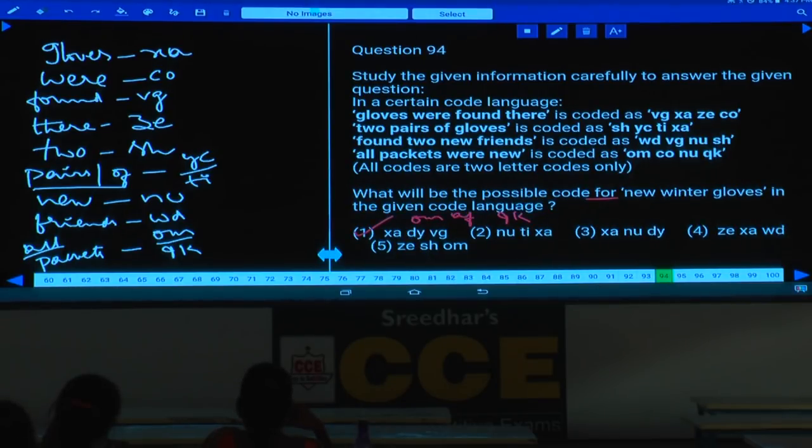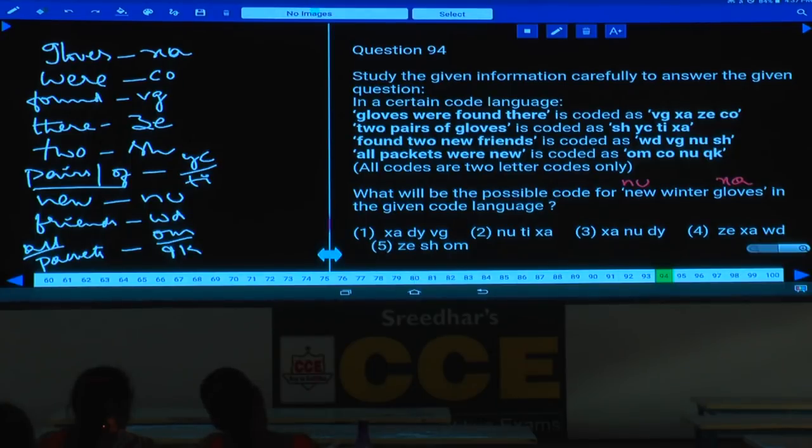Then question number 94. What will be the possible code for new winter gloves? New winter gloves, what is the answer here? New winter gloves. New is NU, and winter, what is the code to the word winter here? The code to the word winter, what will be the possible? New winter gloves. And gloves, the code is XA. Is there any word winter in this one? What will be the possible code? As possible code for this one, new and XA, new NU XA. NU XA is also NU XA, hence either choice 2 or choice 4.